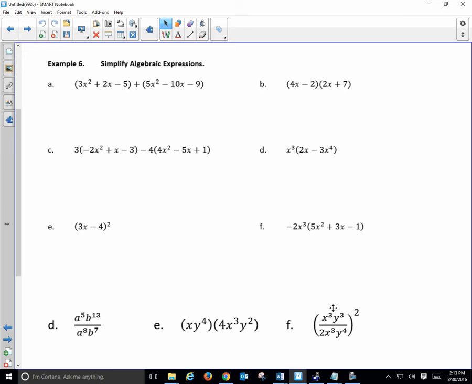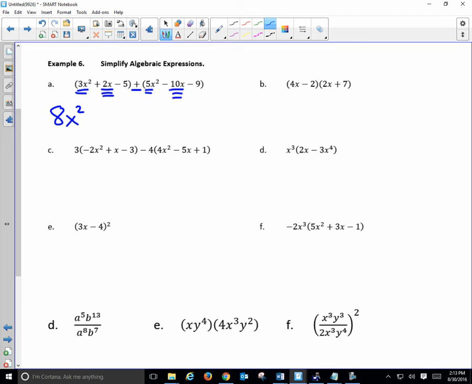So example 6, here we go. Simplifying algebraic expressions. We need to look at the operation and then perform it. So you can see here that the operation is addition. And when we add, we are just going to combine our like terms. So 3x squared and 5x squared make what? 8x squared. Okay, when we're adding, we don't do anything to the powers.